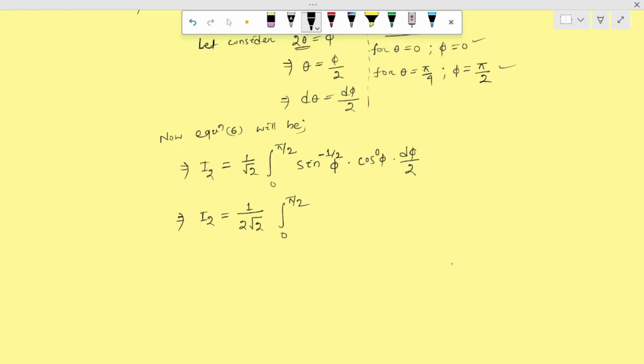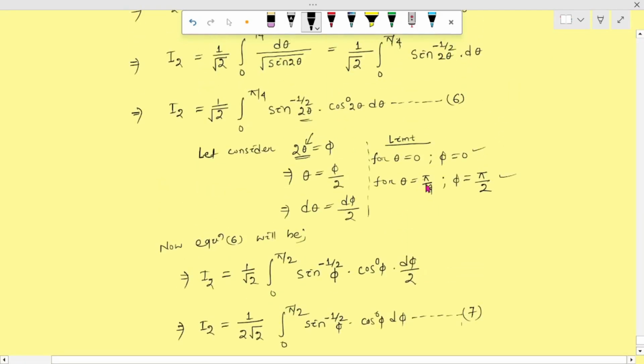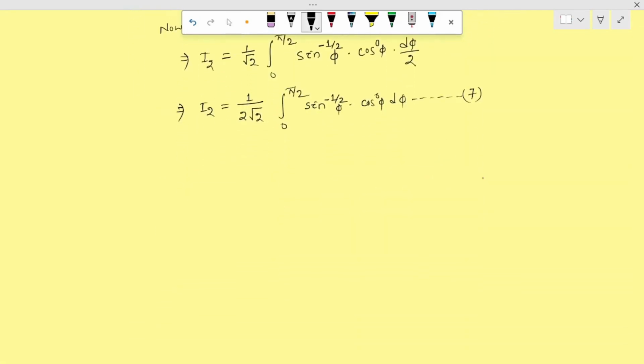See here, after taking this 1 by 2 outside of this integration, then compare this integral. Okay, I am writing it in detail; in the exam you can omit that step. This will be sin to the power minus 1 by 2 phi cos to the power 0 phi d phi. Let this be your equation number 7.